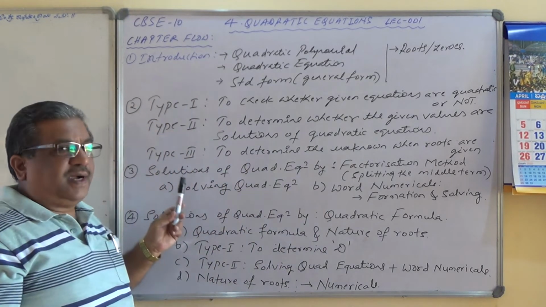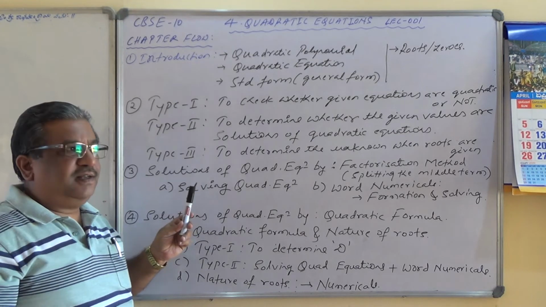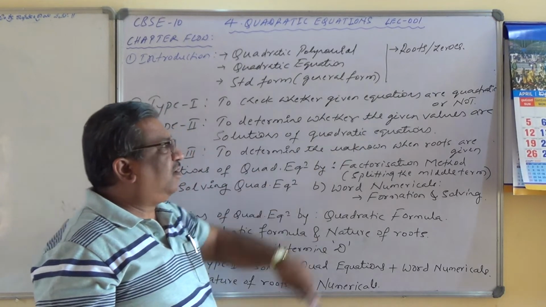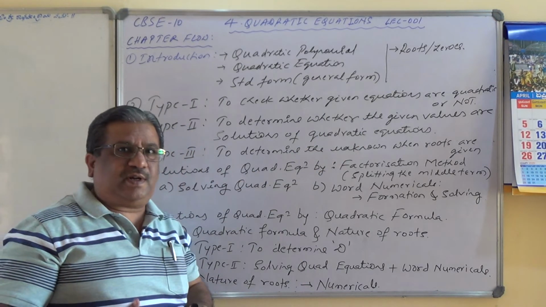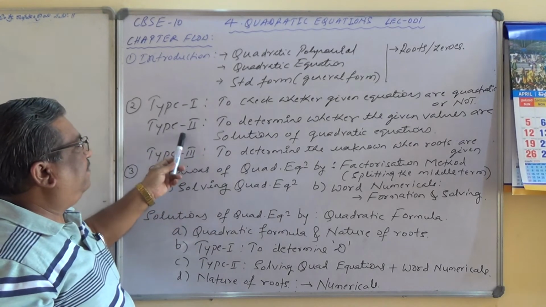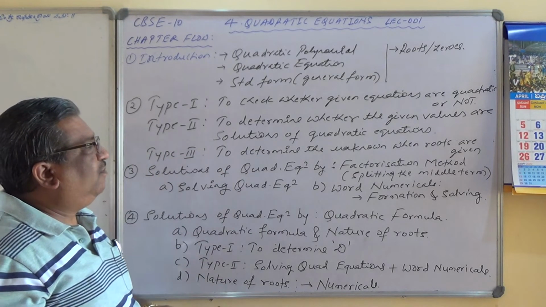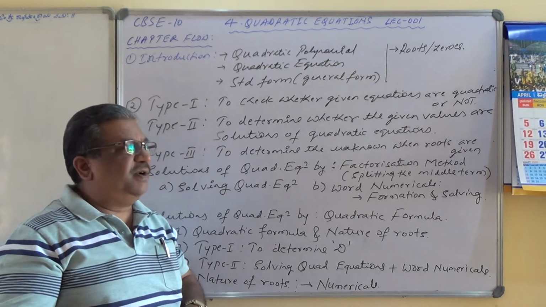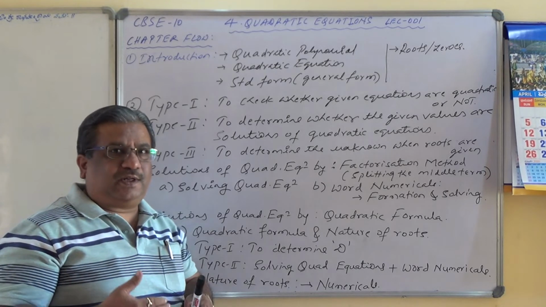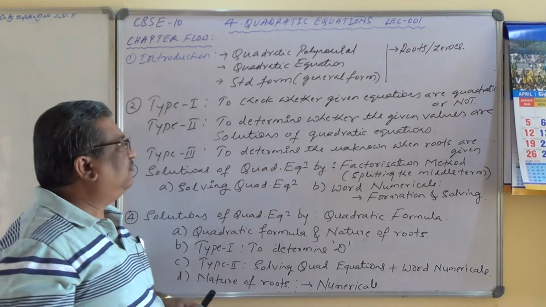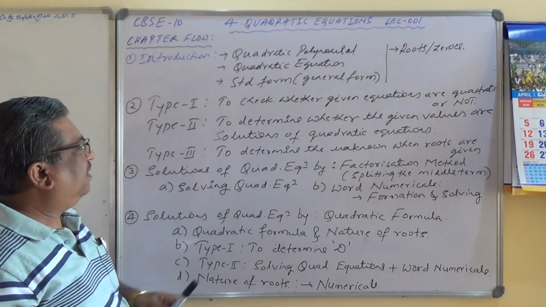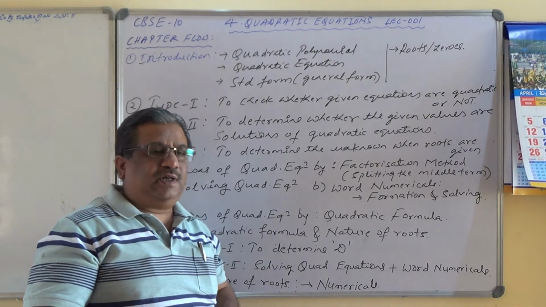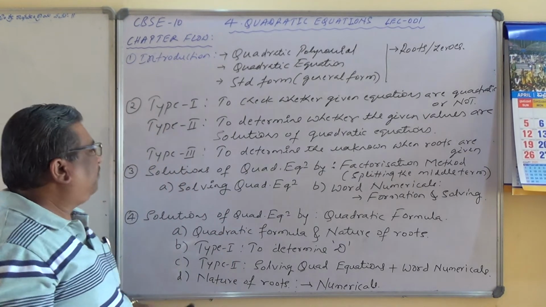Second involves some kinds of elementary numericals to check whether the given equations are quadratic or not. Type 2, to determine whether the given values are the solutions of quadratic equations or not. X values will be given to you, and whether those are the solutions or not, that is what we need to check. Type 3, to determine the unknowns when the roots are given.